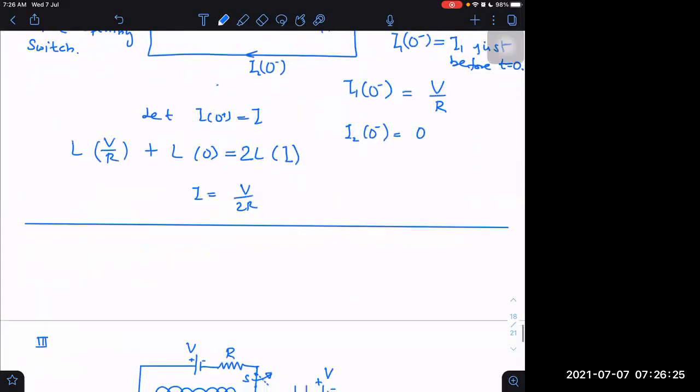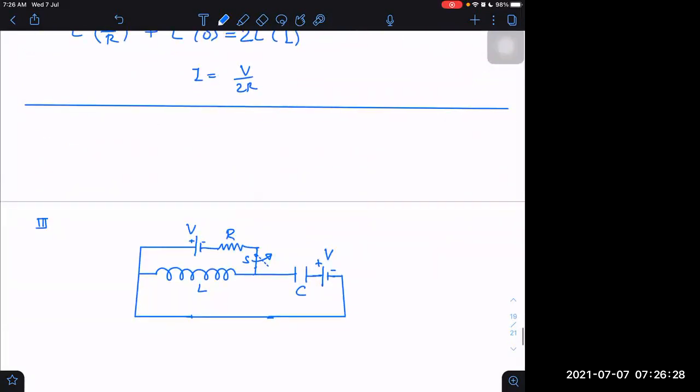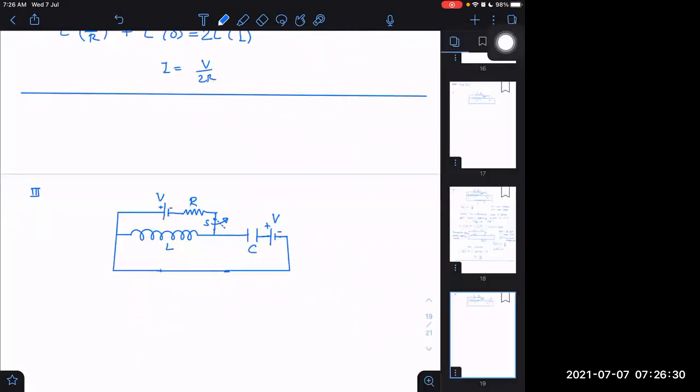Energy loss takes place in this. Is it taking place or not? Which page is it? 19.